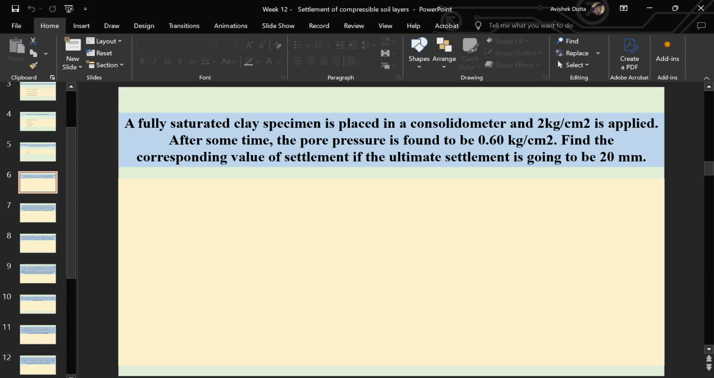I repeat the question. A fully saturated clay specimen is placed in a consolidometer and 2 kg per centimeter square is applied. After some time, the pore pressure is found to be 0.6 kg per centimeter square. Find the corresponding value of settlement if the ultimate settlement is going to be 20 millimeter.